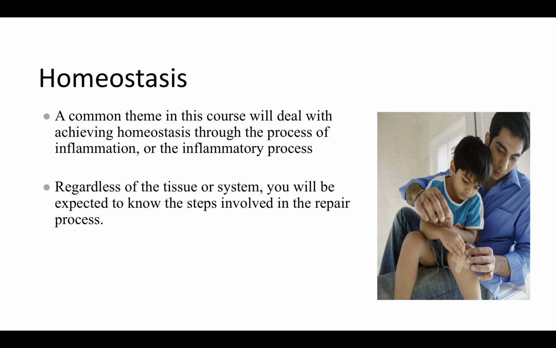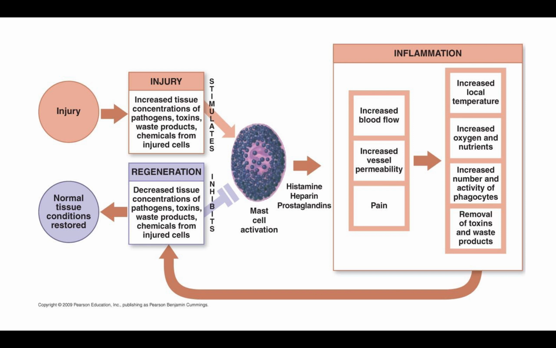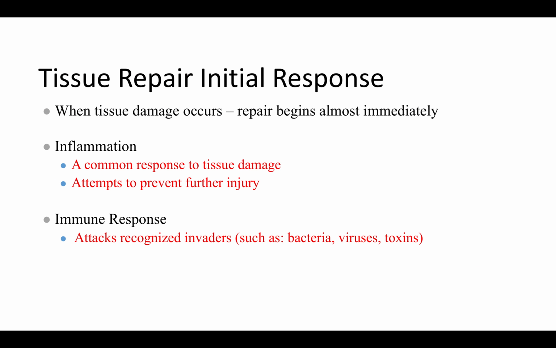After we talked about our four main types of tissues, we went on to look at what happens when these tissues get damaged. So remember, when our tissues get damaged, the repair starts almost immediately. And the first response to injury is inflammation. And inflammation is important because it's trying to help prevent any further injury. And then after inflammation, the immune response is going to happen.